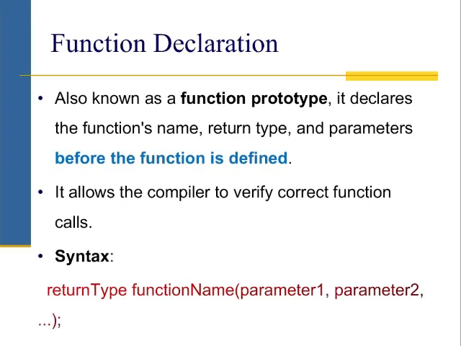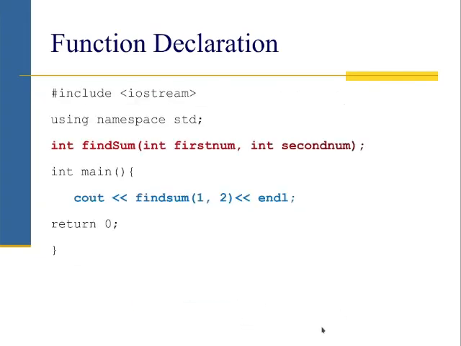And this is how we declare a function, also known as a function prototype. It declares the function's name, return type, and parameters before the function is defined. It allows the compiler to verify correct function calls. And this is how it begins: the return type, the function name, and the parameters.